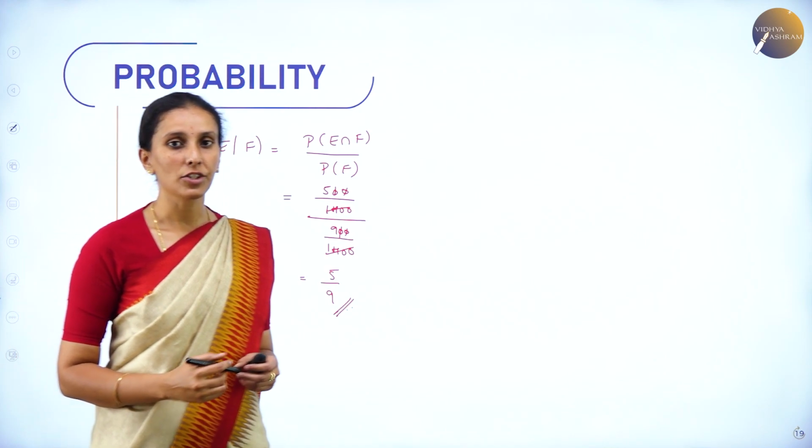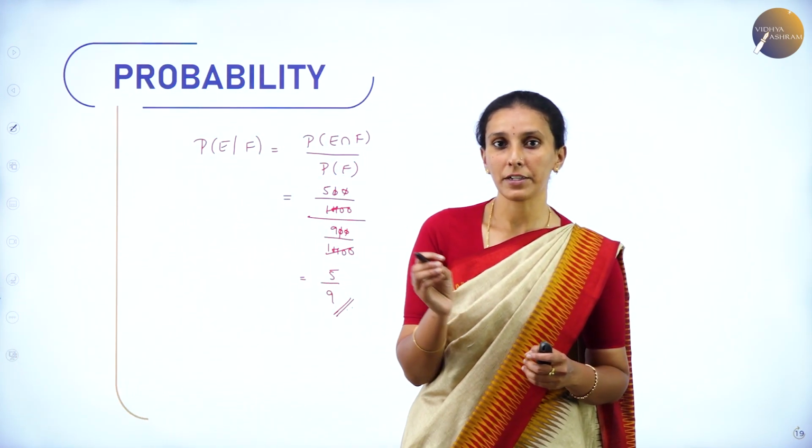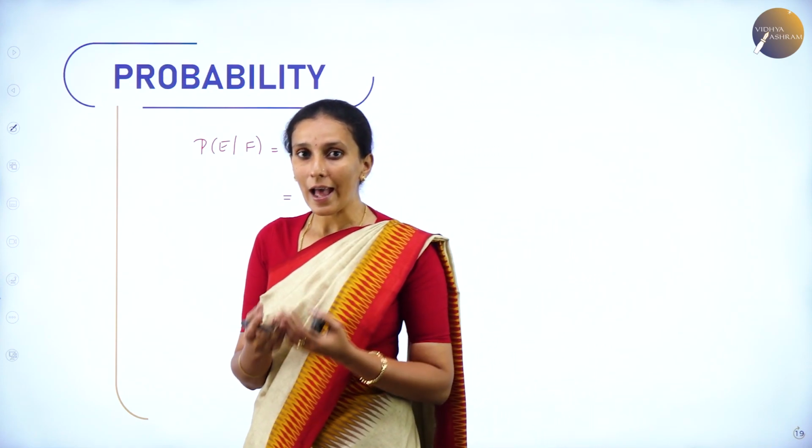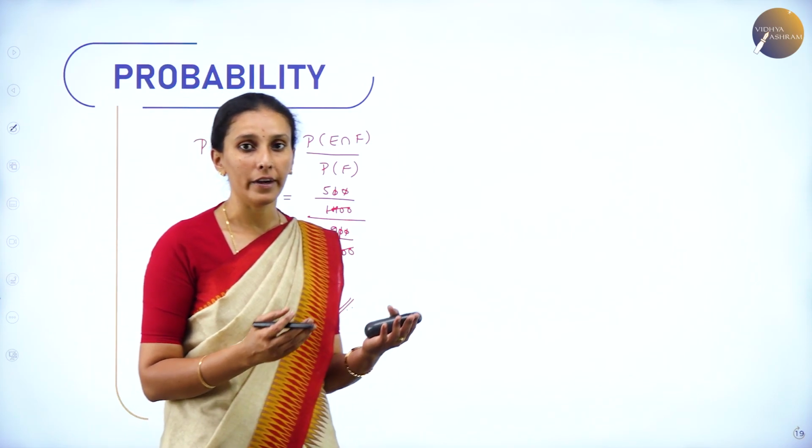So today in this session we have discussed imposing a condition on the respective probability, that is, to calculate the probability of one event when the other event has already occurred.